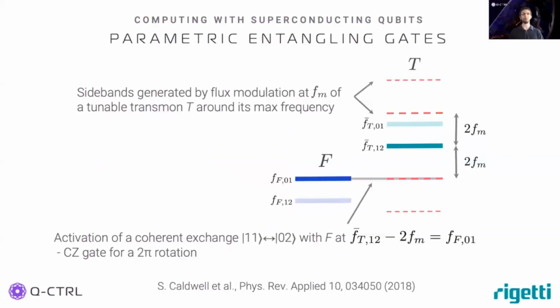So what are parametric entangling gates? These are a form of 2-qubit quantum logic gates that can be used to provide an entangling operation in quantum circuits for computation. Consider 2 superconducting transmon qubits, one with a fixed frequency denoted by F, and one with a tunable frequency denoted by T.